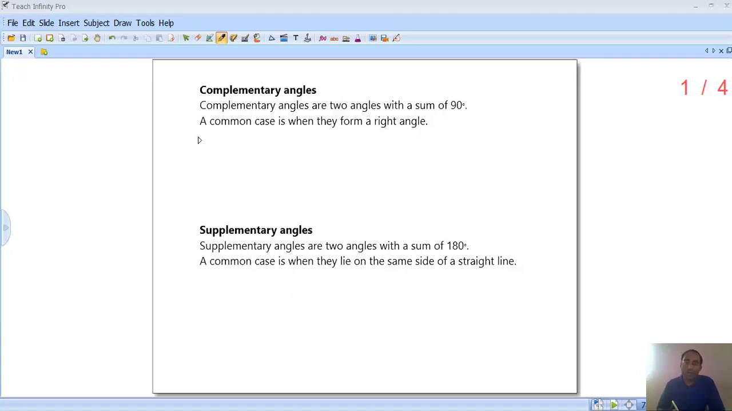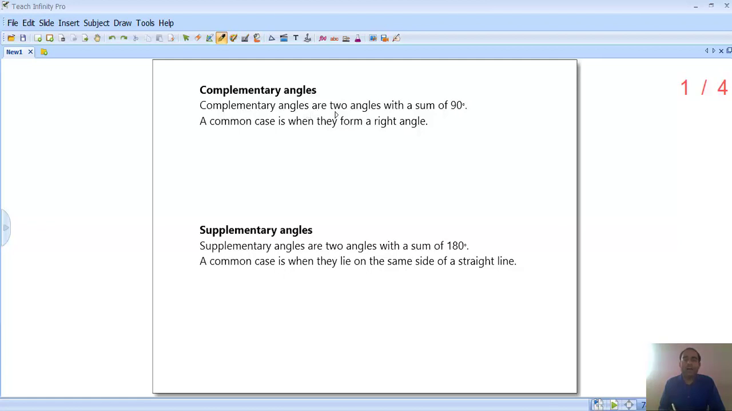Hello students, in today's class we are going to learn about complementary angles and supplementary angles. These two types of angles we are going to learn in today's class. First one is complementary angle. We will learn what is a complementary angle, what is a supplementary angle, how to find a complementary angle for a given angle, and how to find an angle for a given supplementary angle. First of all, we will learn what is a complementary angle.